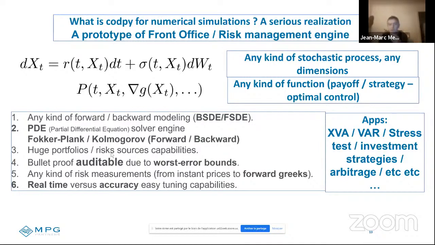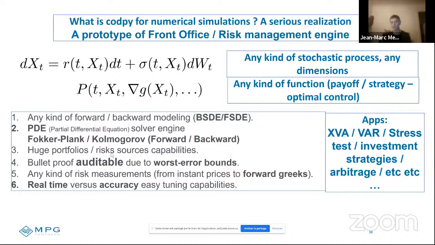And this framework is quite interesting because we can treat basically any backward stochastic differential or forward stochastic differential equation. The engine that is working behind is a partial differential equation solver engine. It means that forward, we are solving Fokker-Planck, backward, it's Kolmogorov. With this method, we can handle a huge number of risk sources. For the MNIST problem, for instance, I showed you an example in dimension 784 exactly. And we can also handle huge portfolios. We are talking about thousands and thousands of lines that can be treated by a simple laptop.